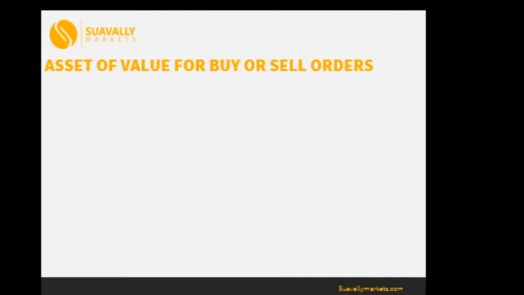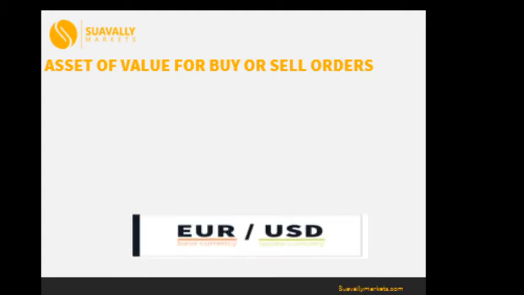So let's look at what asset of value exists for buy or sell orders. This will bring home the understanding of buy and sell. What is the asset of value that exists when you're buying or selling? Again, we're taking the example of the Euro USD.